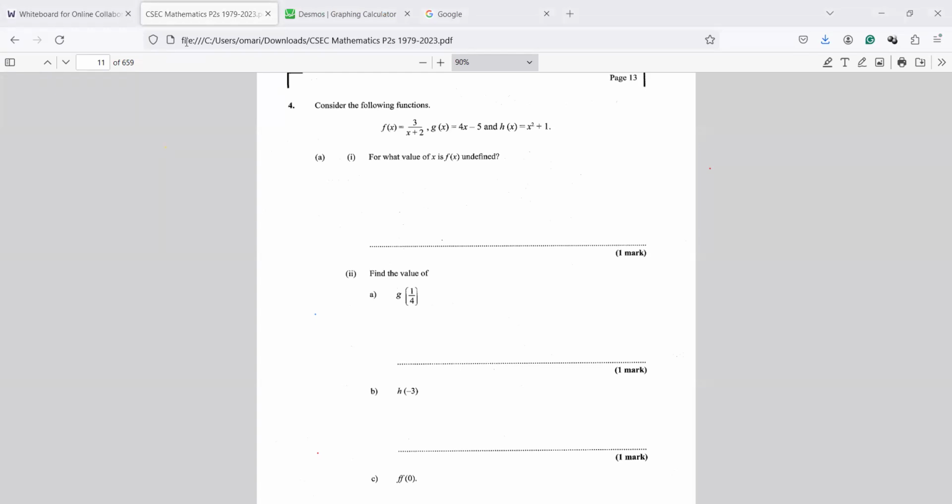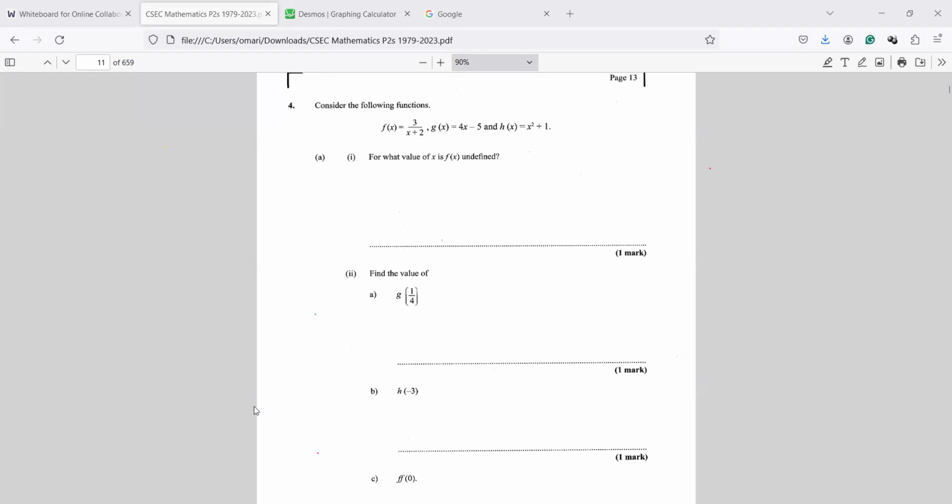So for what value of x is the function f of x undefined? The first question you need to ask yourself is, what does it mean when a function is undefined? Anybody would like to attempt? Equals to 0. Yes, so the denominator is usually equal to 0. So we need to find the value of x that satisfies that concept.